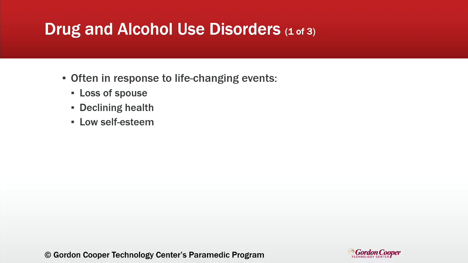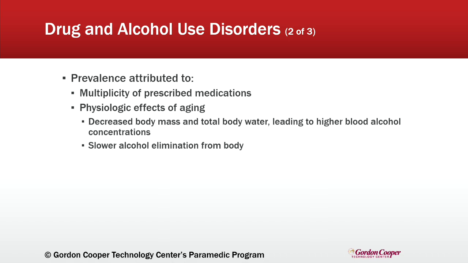Substance misuse in older adults often happens in response to major life changes such as losing a spouse, declining health, or even low self-esteem. Alcohol and drug abuse in older adults can result from taking many prescribed medications. Aging causes decreased body mass and total body water volume, which raises blood alcohol levels. Changes in digestion, kidney, and liver function slow down alcohol elimination from the body as well.